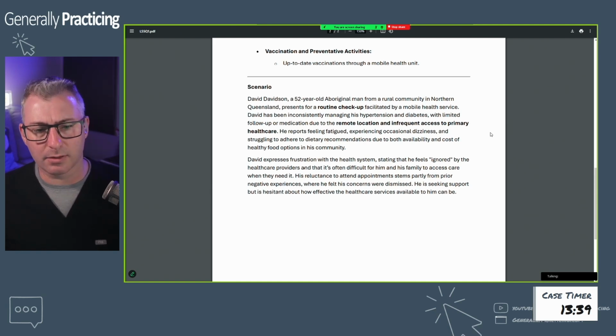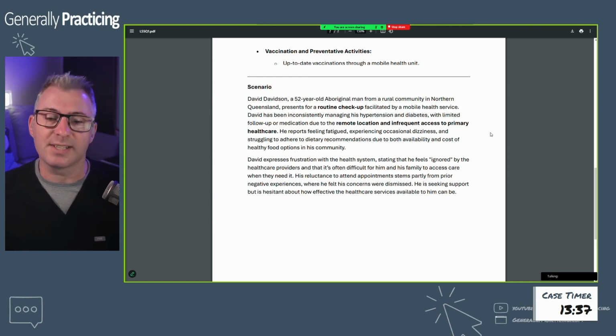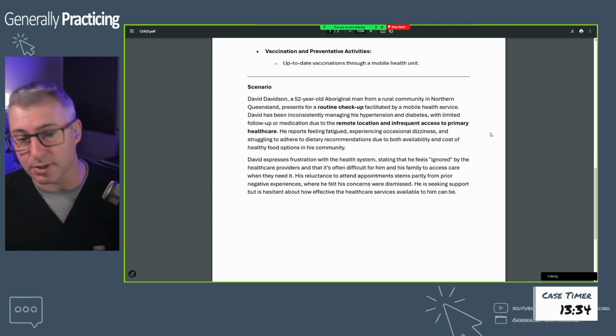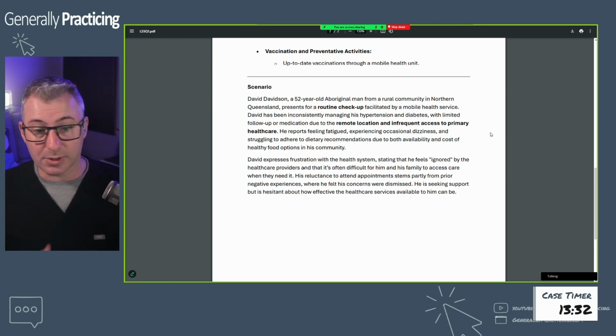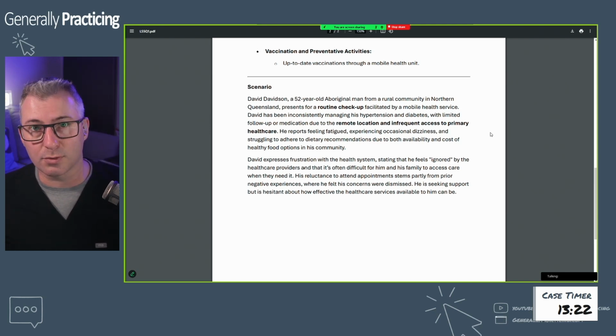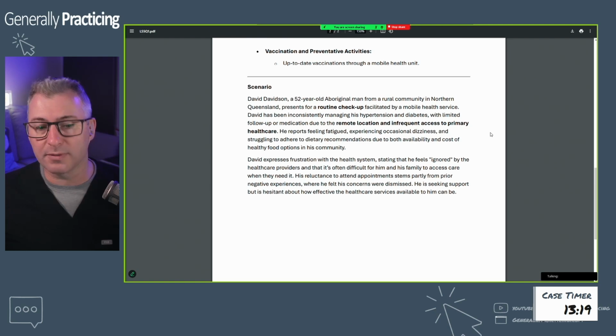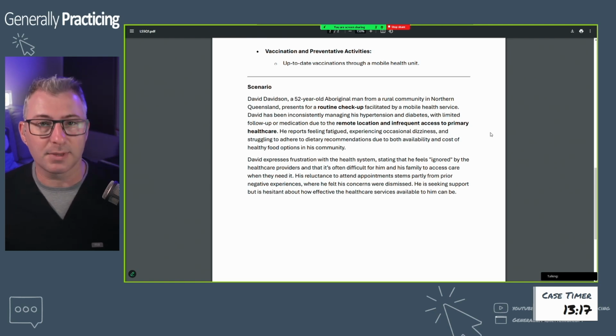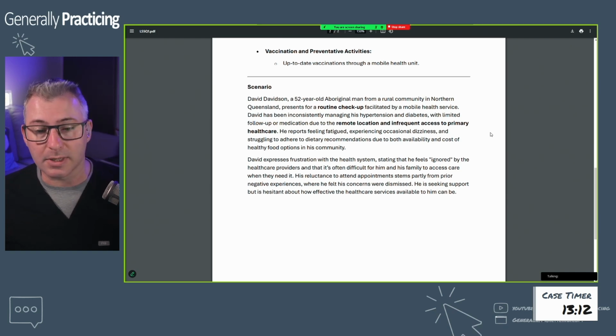To assess, we're looking at what specific health disparities David in particular might face due to these social determinants. So he's going to be at increased risk of poorly controlled diabetes and hypertension, which can lead to complications, predominantly cardiovascular disease and kidney disease. His limited access to health services, combined with a high prevalence of chronic disease in Indigenous communities, place him at high risk of complications. Additional food insecurity and limited availability of healthy foods contribute to poorer health outcomes, and his chronic back pain may worsen without regular healthcare follow-up and management.